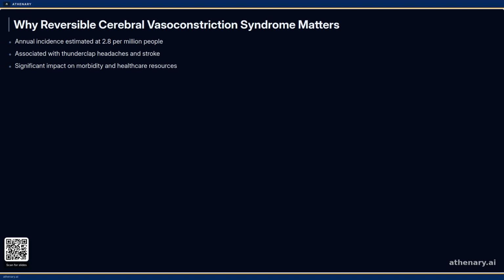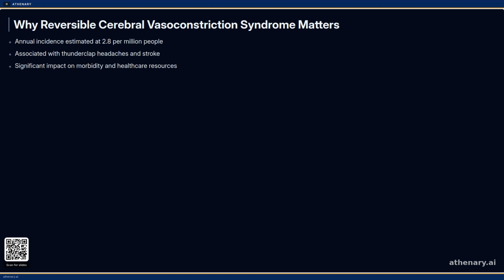But the first question we should really ask is, why dedicate this time to reversible cerebral vasoconstriction syndrome? Why does this particular condition matter so much in modern clinical practice? At first glance, an estimated annual incidence of around 2.8 per million people might sound quite low. You might think this is a niche, rarely encountered disorder. However, that figure is almost certainly a significant underestimate. In practice, we know RCVS is frequently misdiagnosed, often masquerading as a primary headache disorder or even a psychiatric complaint. The true number of people affected in our communities is likely far greater.